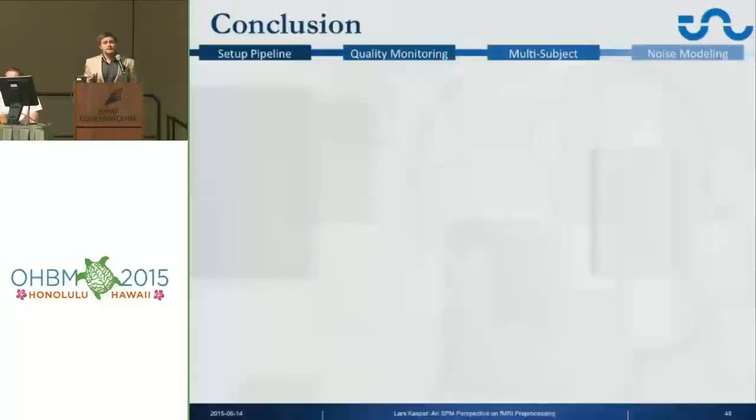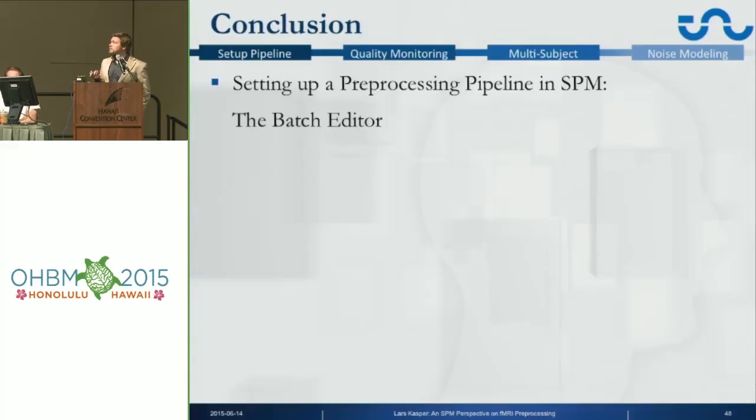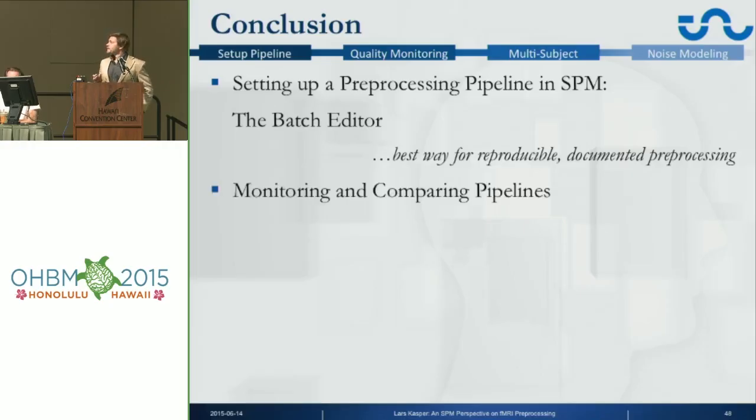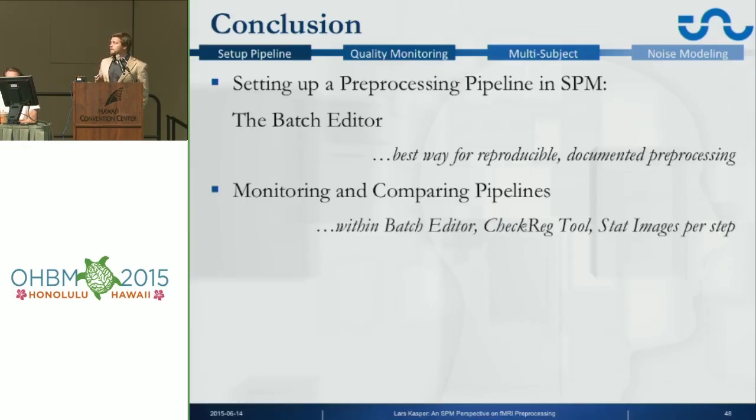In conclusion, I want to say that for setting up a pre-processing pipeline in SPM, you should use the batch editor, because it's just the best way for reproducible and documented pre-processing. You can save it for each individual subject automatically, and you always know what you've done. To monitor and compare pipelines, you can use the batch editor, primarily the check registration tool and the automatic creation of statistical images that you assess after your pre-processing.